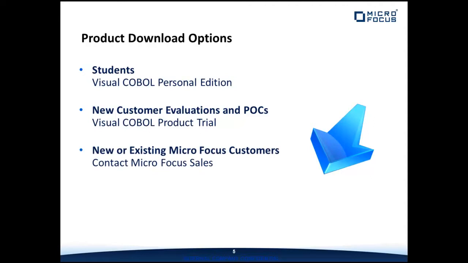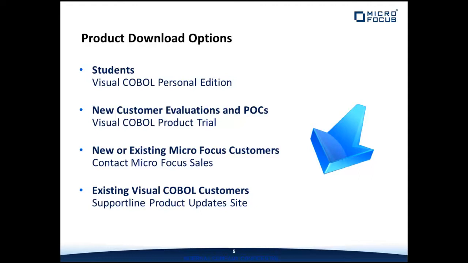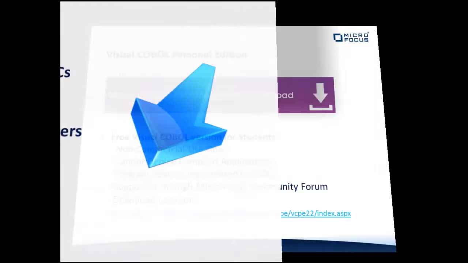If you are a new or existing Micro Focus customer with questions about Visual COBOL, or if you require a custom evaluation period or wish to purchase Visual COBOL, then you should contact a Micro Focus Sales Account Manager and they will process an order directly for you. For existing Visual COBOL customers, you can download the latest version of the Visual COBOL product directly by logging into the Support Line Product Updates webpage. Let's look at each of these options in more detail.